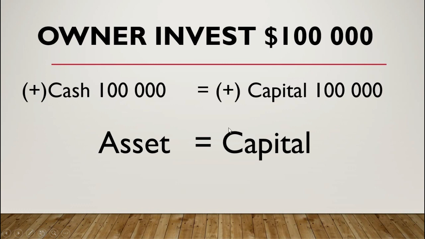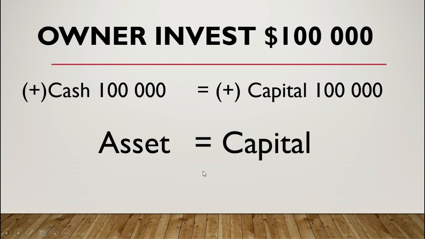So here I have taken a small example. Owner invested $100,000. From the business point of view, cash will come into the business. So cash will increase by $100,000. At the same time, the owner will have 100,000 worth ownership towards the business. Cash is considered as an asset, ownership is considered as capital.